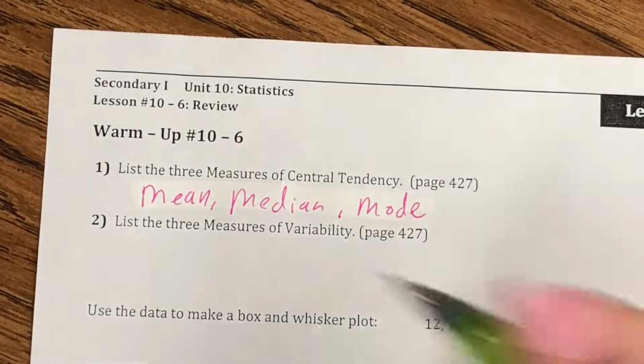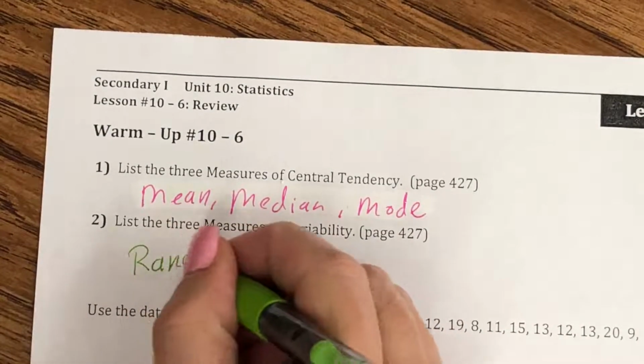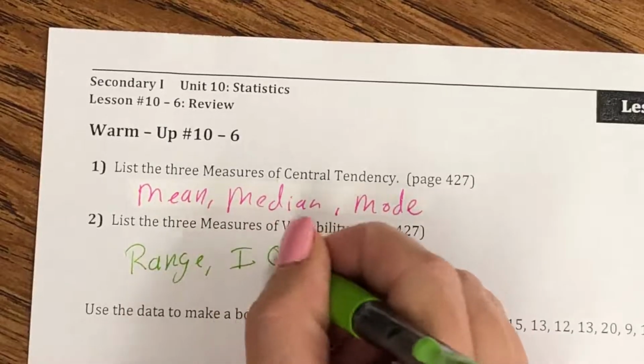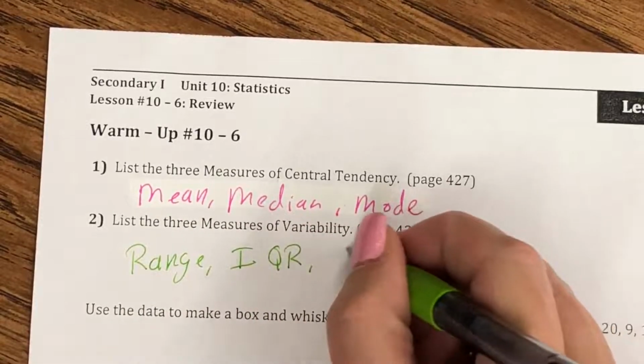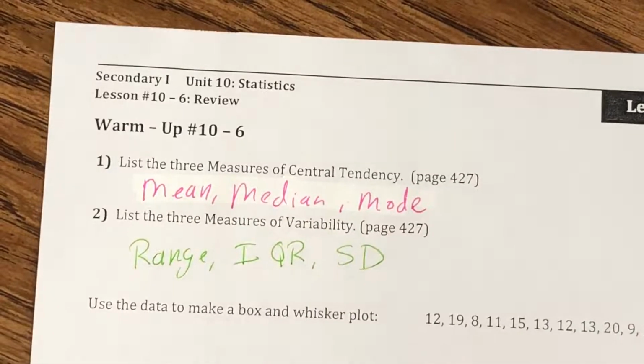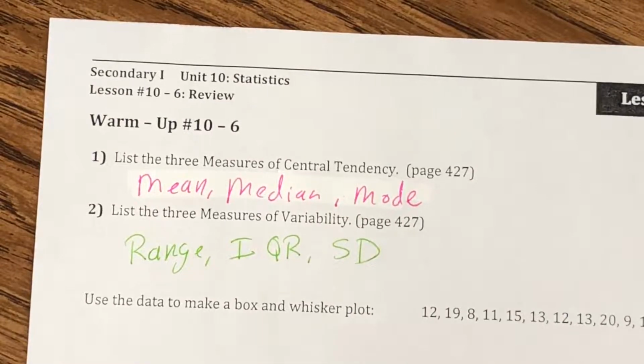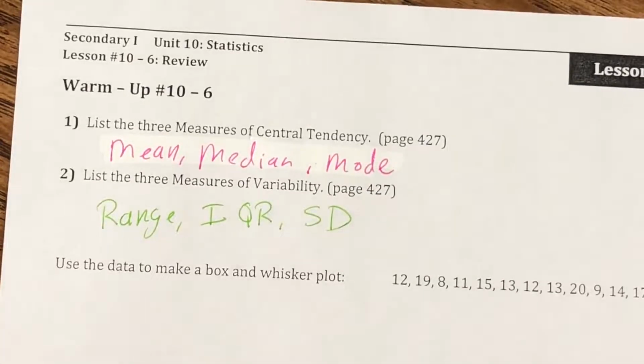Number 2, we want to list the 3 measures of variability. The 3 measures of variability are range, the interquartile range, and the standard deviation. All 3 of those tell us how spread apart the data is. We're going to use the data to make a box and whisker plot. The first thing we need to do is order the numbers from least to greatest.